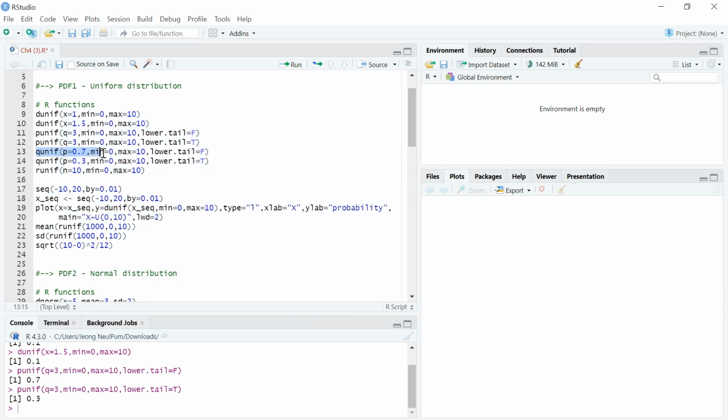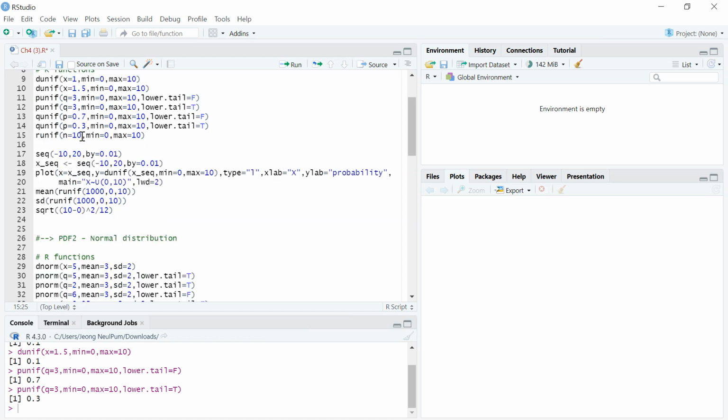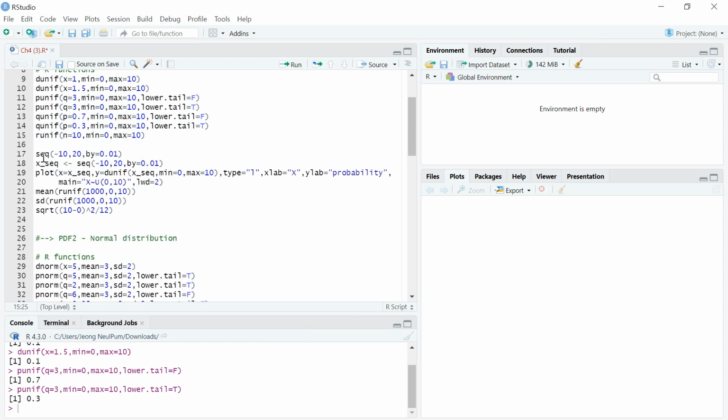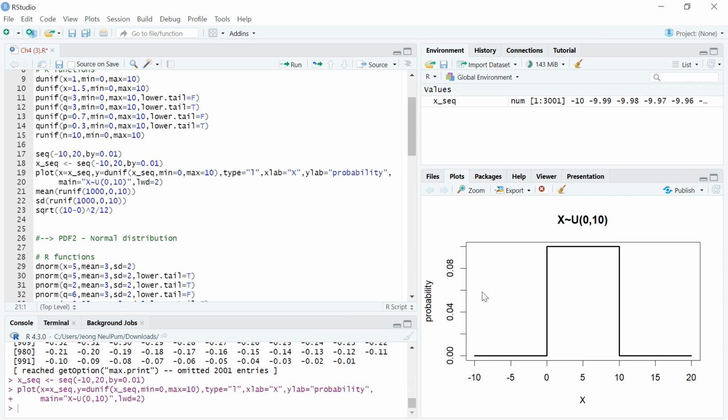And the q function also gives us the quantile value, and the r function gives us a random sample from the uniform distribution with these parameters. So you can utilize these four kinds of functions in any kind of situation. And this is nothing but plotting the uniform distribution here.